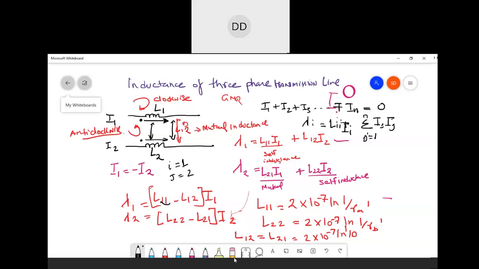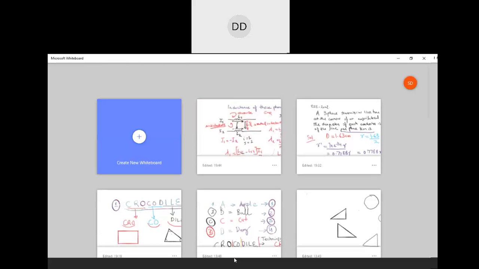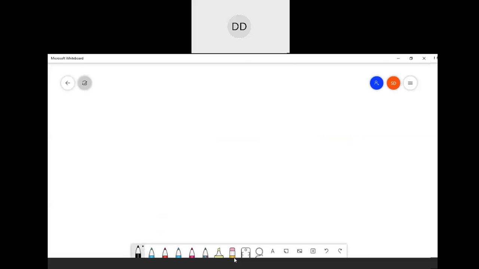So this equation, now let's create a new board for a clear understanding. I'll again write down this is equal to Lii plus summation J equal to 1 to n of Ij, where J is not equal to I. So this is because J, I already told you the value of J is 2.